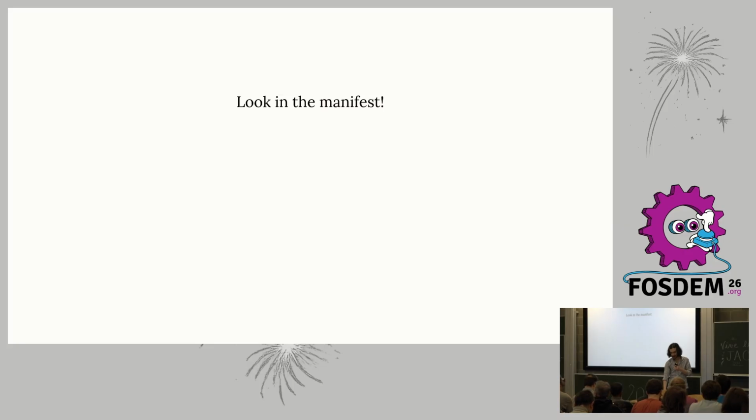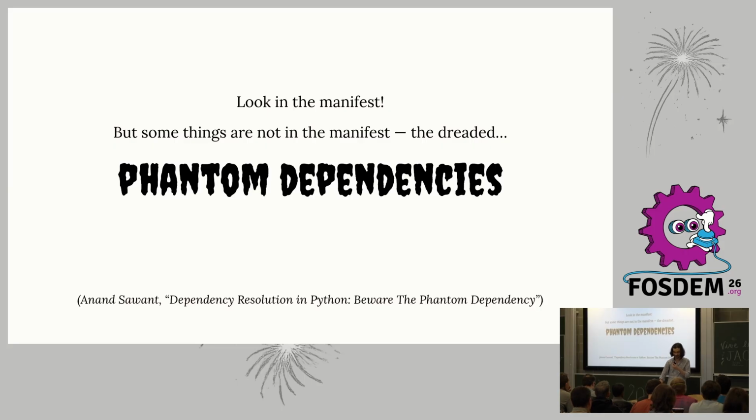Now, you'd think, look in the manifest, right? Because it says in package.json what things depend on. The problem is some things are not in the manifest: the dreaded phantom dependencies, which are described in this really cool post. If the dependency is not in your manifest, you're not going to know you depend on it, and then you can't fund the people you depend on if you wanted to, and you can't spot security issues from the stuff that you depend on.